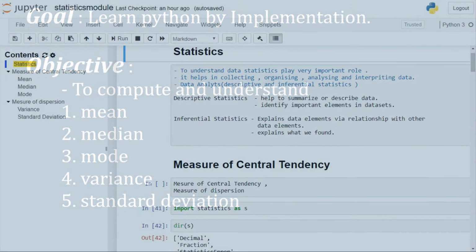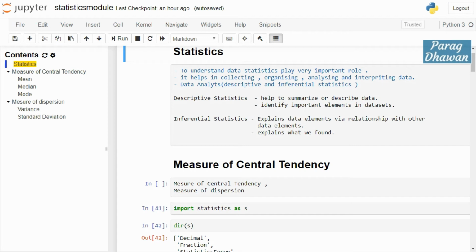Let's start. To understand data, statistics play a very important role. It helps in collecting, organizing, analyzing and interpreting data. Data analysts use descriptive and inferential statistics. Descriptive statistics helps to summarize or describe the data. Inferential statistics helps to explain the data via relationship with other data elements.